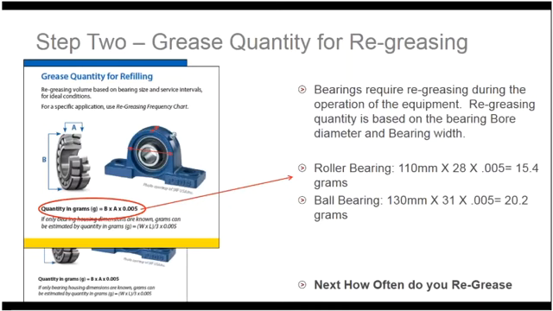And in our example, the roller bearing requires 15.4 grams of grease for replenishment, and the ball bearing requires 20.2 grams of grease for replenishment. And certainly you can round those numbers to the next whole number and be perfectly fine. So now we have the correct grease, the correct fill volume of the housing, the correct grams of grease for replenishment. So how often do you have to re-grease?